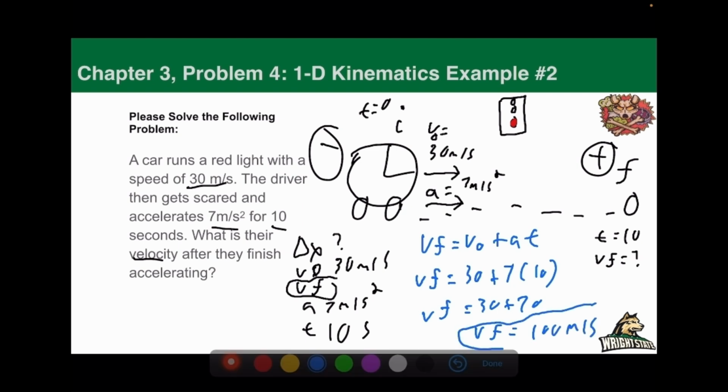And notice if you put your units in this problem, like you put that in meters per second, and this in meters per second squared, and that in seconds. Notice seconds times second squared in the bottom is going to get rid of it. Meters per second. Our answer will be in meters per second.